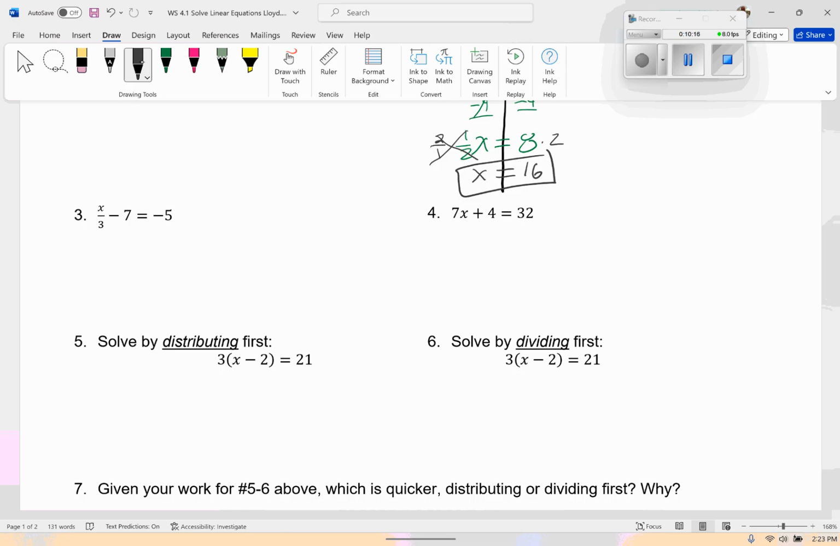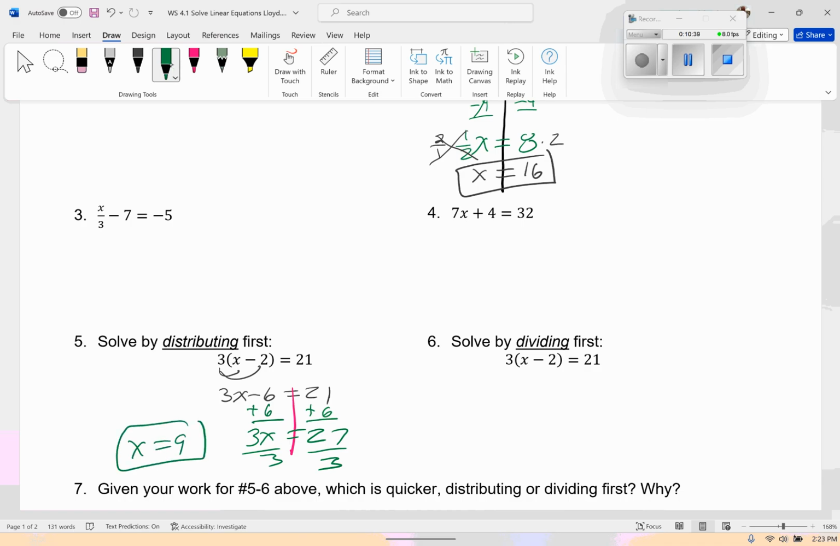Okay, so on number 5 it says, hey, we want to distribute first, which would give me this. Do you agree? And then I can just do this. So add 6, 3x equals 27. Divide by 3, and you get what? x equals 9. Very good.